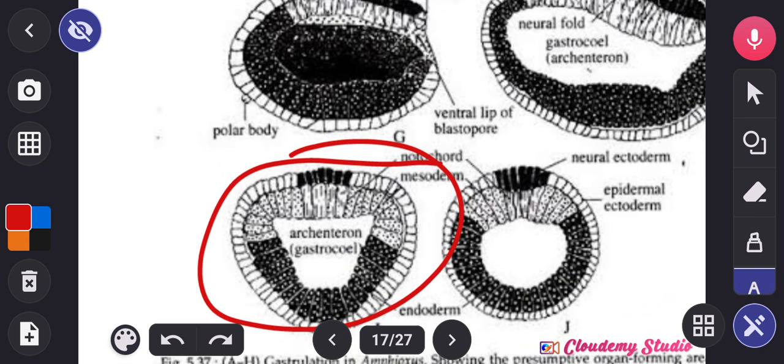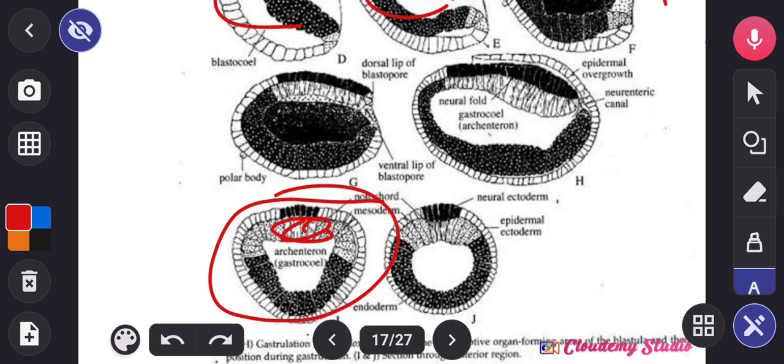But how can we determine it? Look at these cells. Look at the shape of these cells. Can you see the shape of these cells? You will see that they are the ones here, right? They are the ones at the rim of this particular place. You understand?